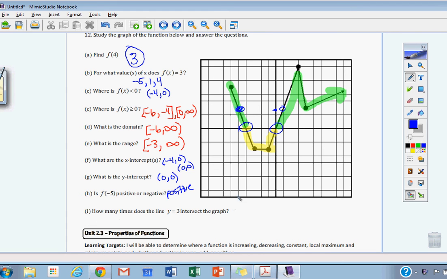Then how many times does the line y equal 3? We've already kind of talked about that on a different problem, but there's the line y equals 3. So it's going to cross 3 times.